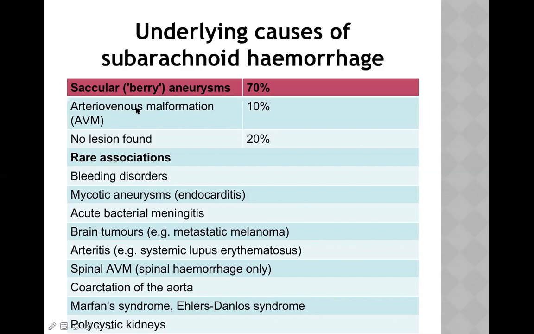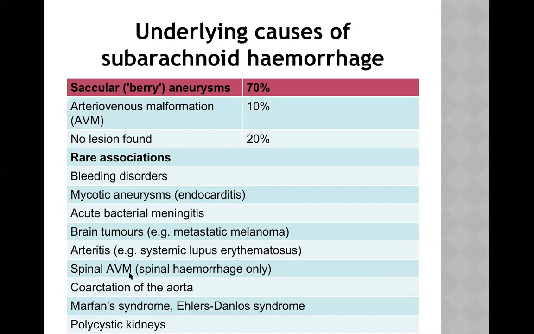Apart from that, some other causes are AV malformation again, and some idiopathic, where we don't know the cause, and sometimes rare associations may be there, like bleeding disorder. Mycotic aneurysm. This mycotic aneurysm is associated with infection of the blood vessel wall, mainly bacterial infection. And one of the conditions associated with this is infective endocarditis. Acute bacterial meningitis can lead to subarachnoid hemorrhage, but that is quite rare. Brain tumor, that can be primary brain tumor or secondary brain tumor. Metastatic melanoma is an example of secondary brain tumor because it has gone inside the brain from somewhere else. Arteritis is vasculitis. SLE is a perfect example.